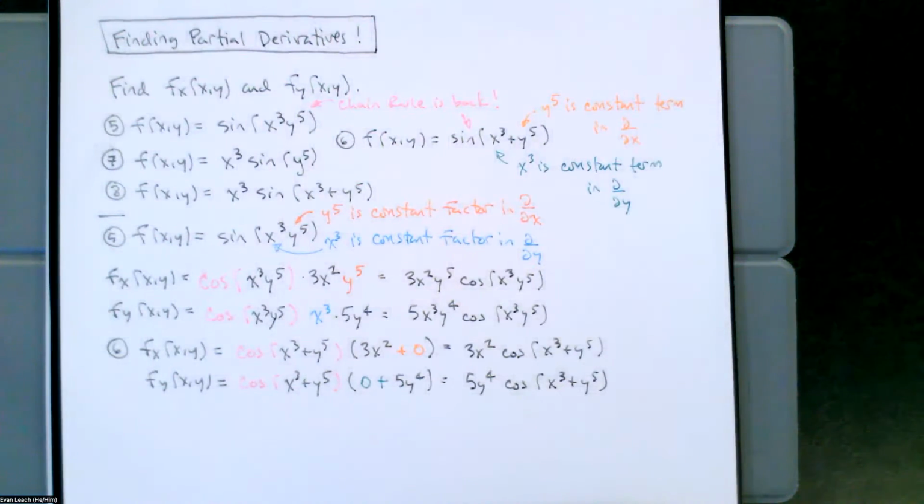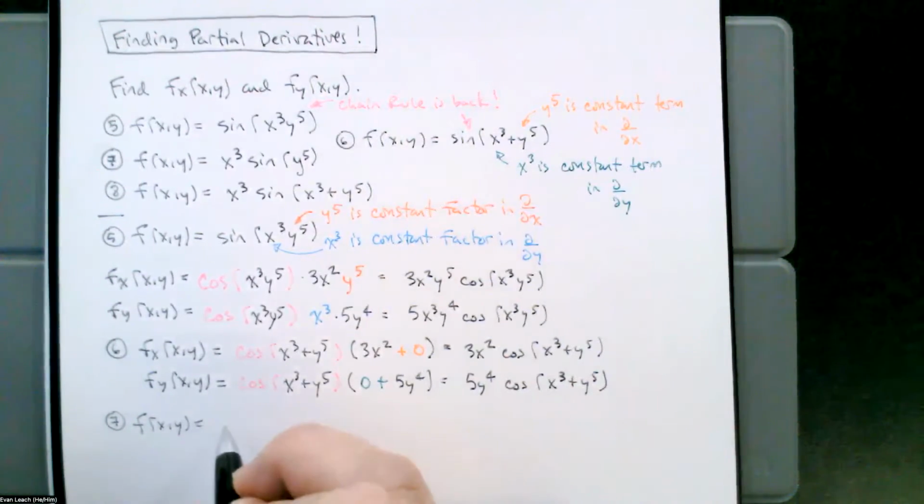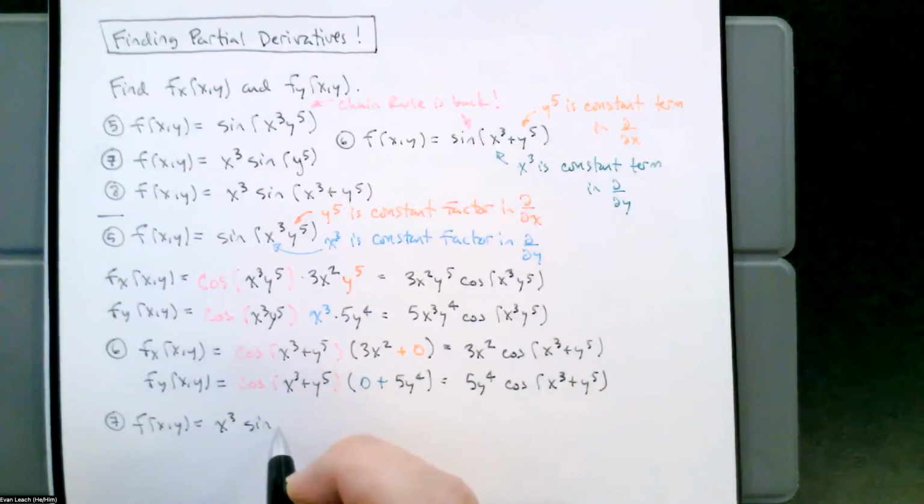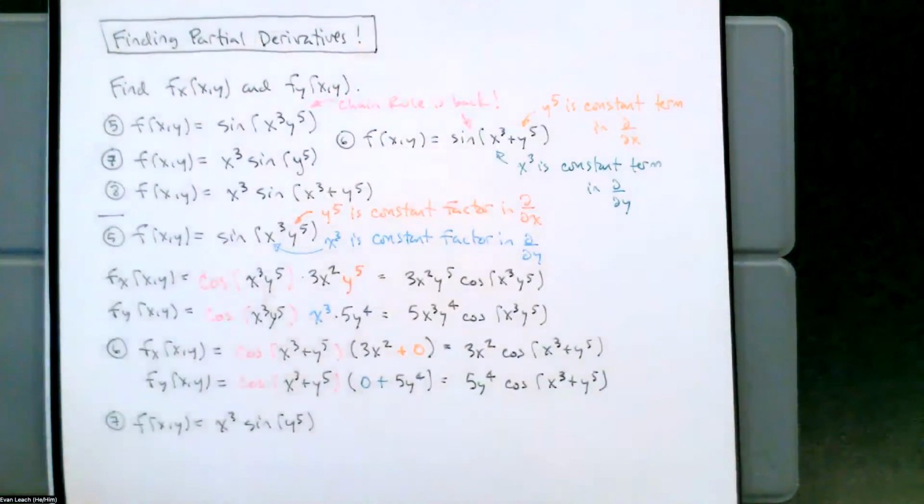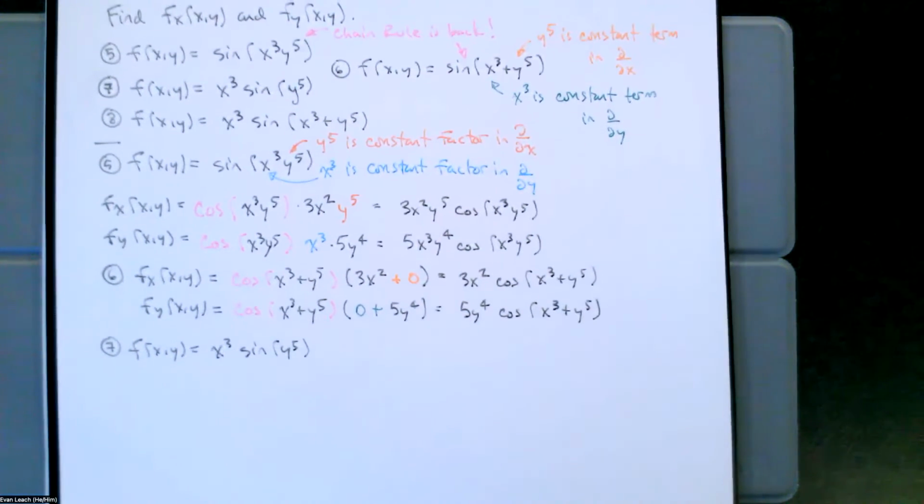Let's look at problem number 7, because in problem number 7, things change. I move the x cubed outside of the sine. So we have to be able to read what's going on here. In f of x, y, we've got x cubed times the sine of y to the fifth. At this point, you might start thinking, I see some product rule coming along, but not yet. We've got to read what's going on. We've got this x cubed. It's outside the sine, but that factor, sine of y to the fifth, has no x in it. Sine of y to the fifth is all constant. In this case, it's a constant factor.